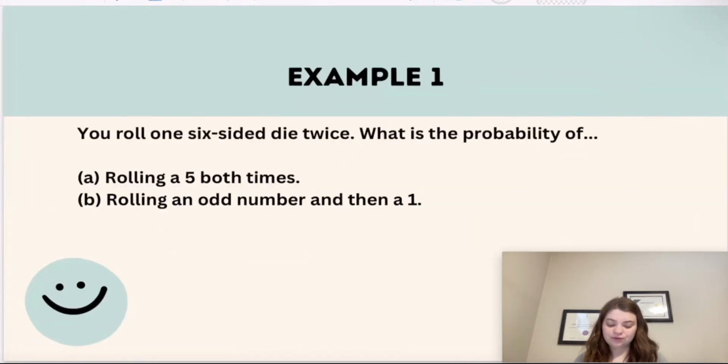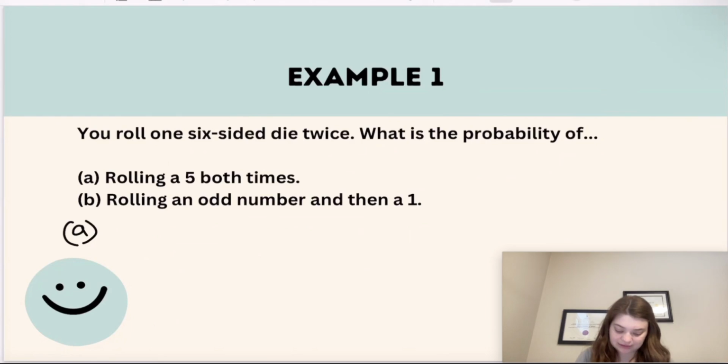The first one says you roll one six-sided die twice. What is the probability of A, rolling 5 both times, and B, rolling an odd number and then a 1? Okay, so for part A, first I need to find the probability of rolling 5 the first time, and then the probability of rolling 5 the second time. So what's the probability of rolling 5 one time?